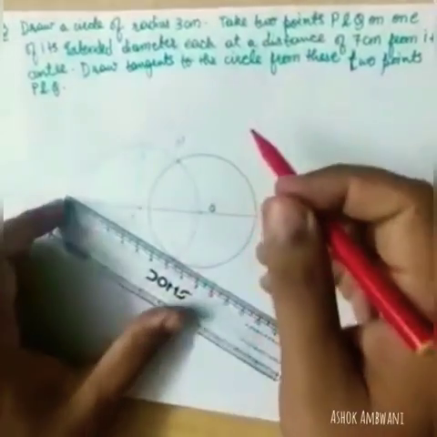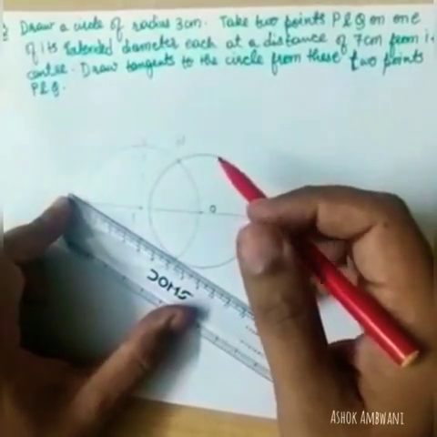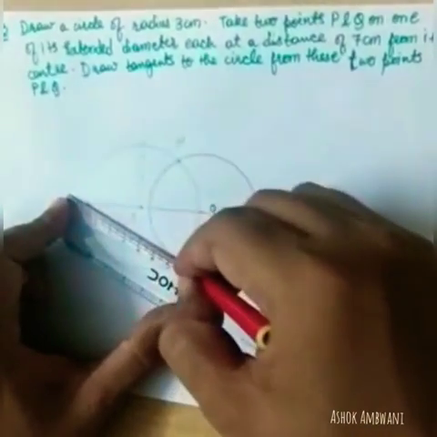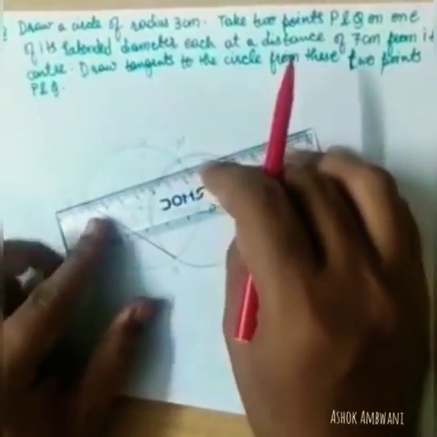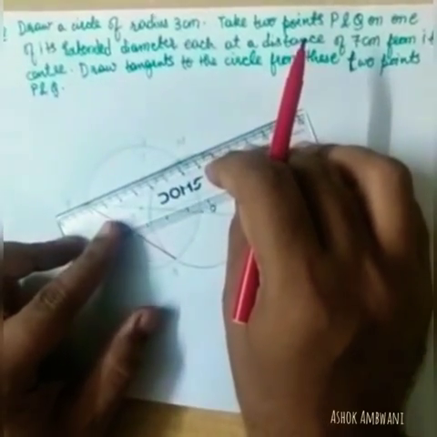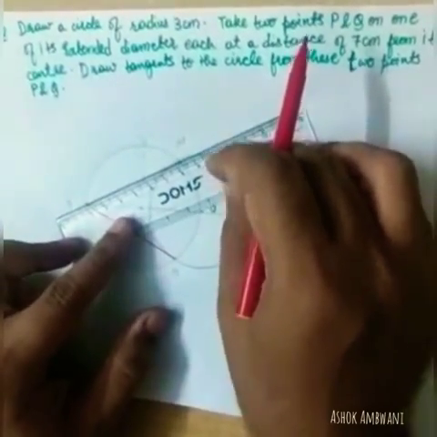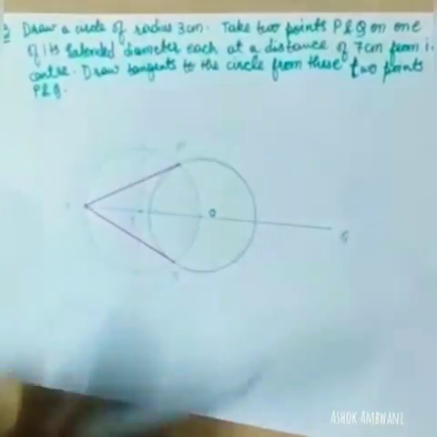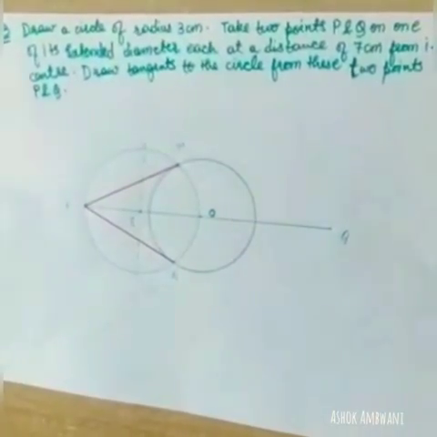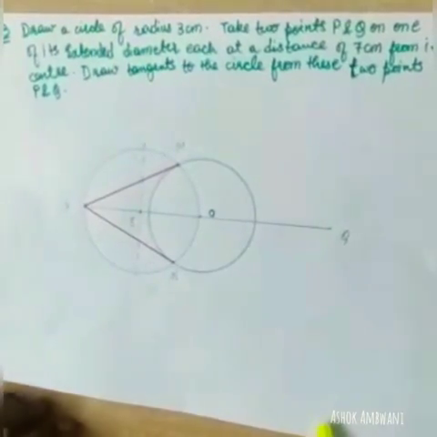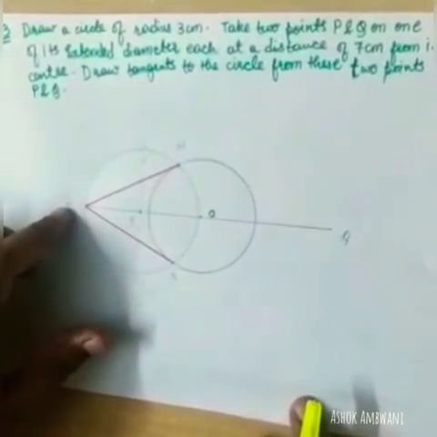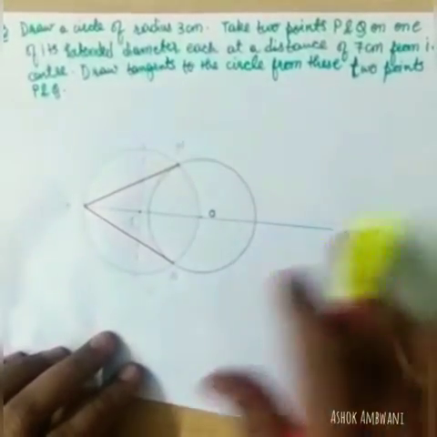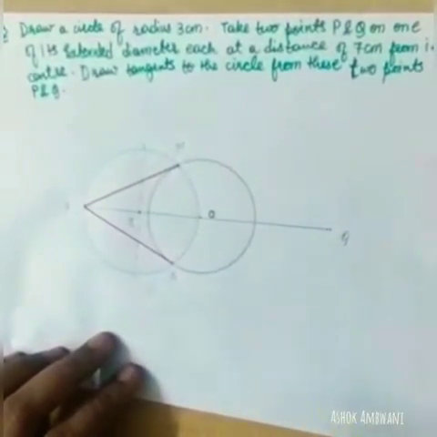So I'll draw with the sketch pen so that you can understand this. I'll draw PN and I'll draw PM. Okay. Just like how we have drawn the tangents from P to M and N, in the same way we have to draw the tangents from Q.